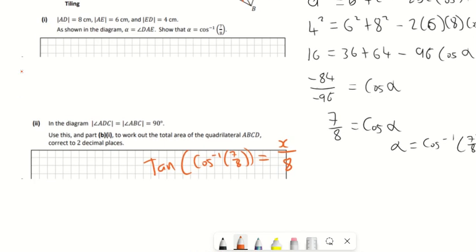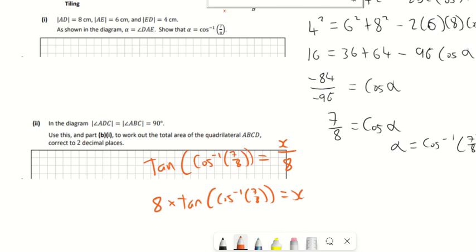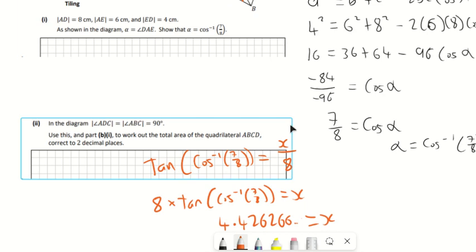So you can just bring the 8 across then. So 8 multiplied by tan of cos inverse 7 over 8, and that should work out what x is then. So that's 4.426266 and so on, rounded off. So that's x, so that's the side CD.